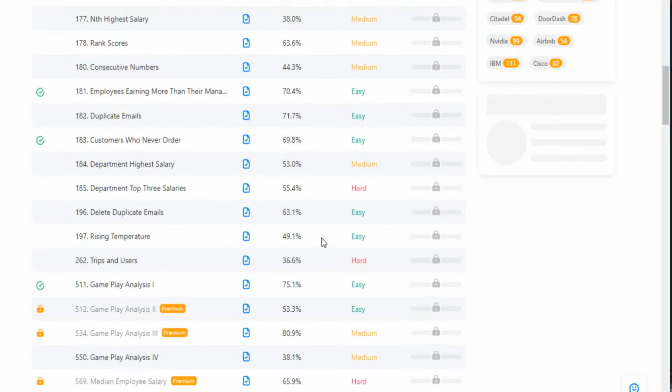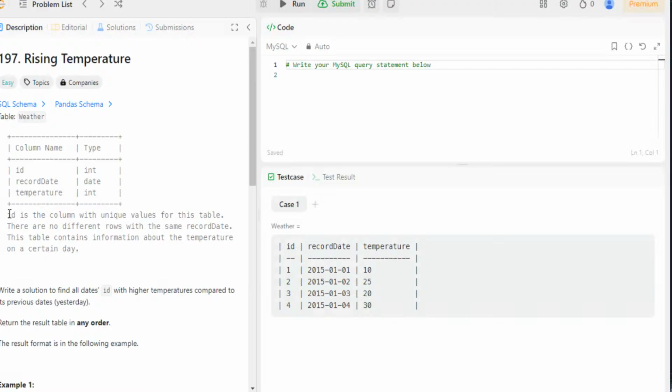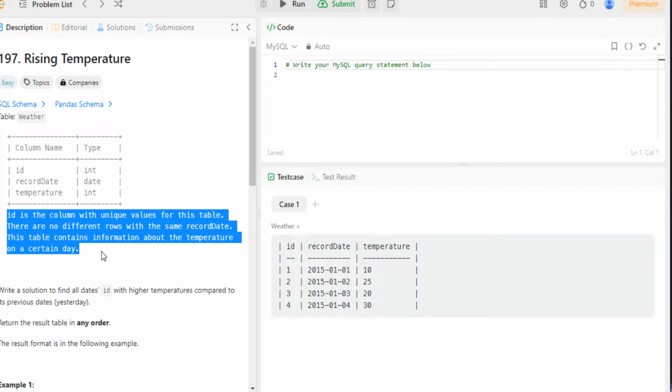All right. Let's go back to our database. And let's see, rising temperature. All right, let's do rising temperature. Okay. We have a table called weather.